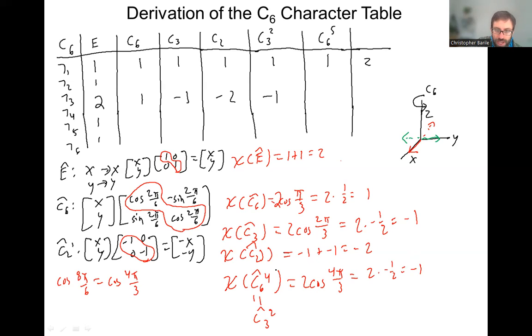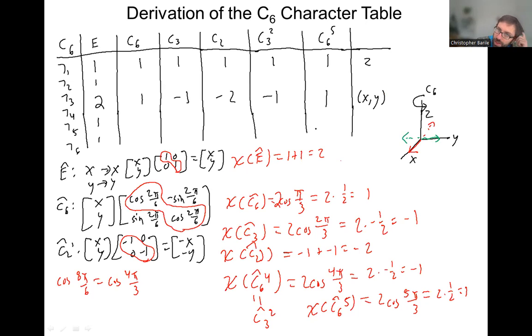And then our last one is chi of C6 5 times. That is going to be 2 cosine of 5 times this, so 10 pi over 6, cosine 10 pi over 6, which is cosine 5 pi over 3. That gets us a positive 1/2, so a value of 1. So at this point I've figured out what this irreducible representation transforms as before breaking it up into imaginary characters. We know at this stage that x comma y transform as this together, again not breaking it up yet.